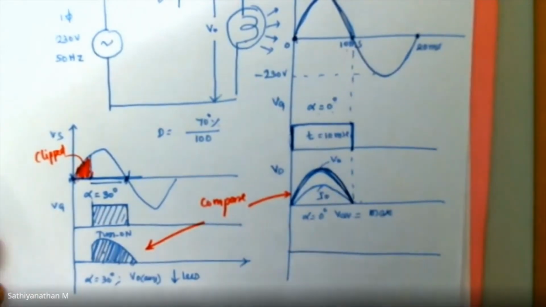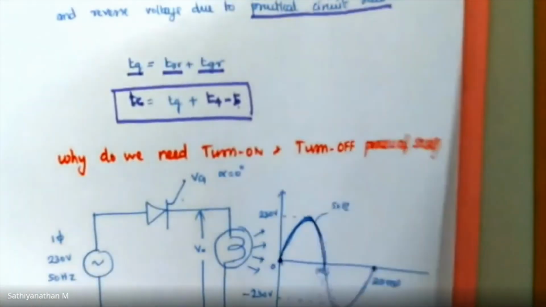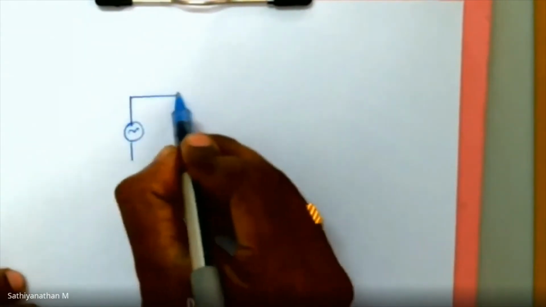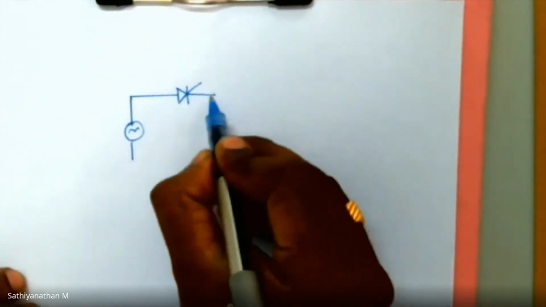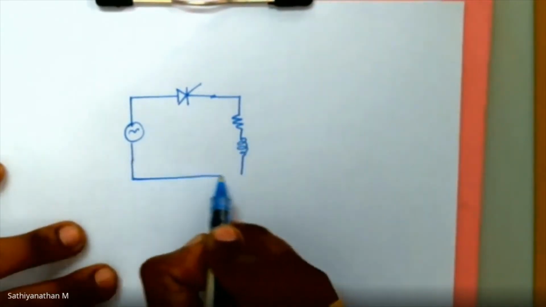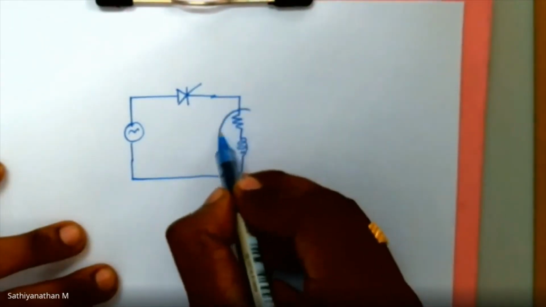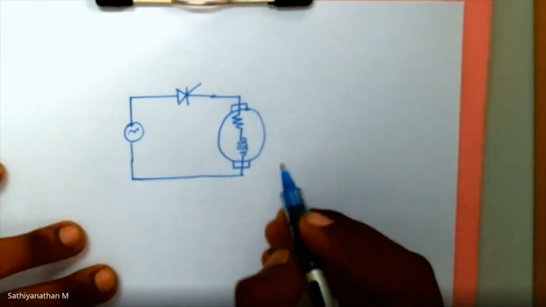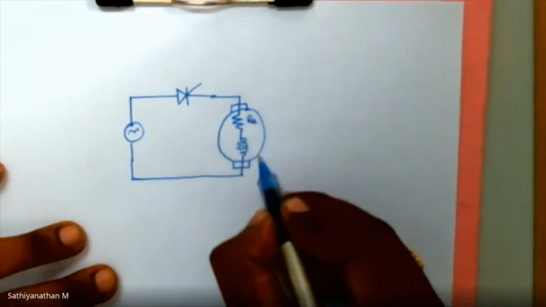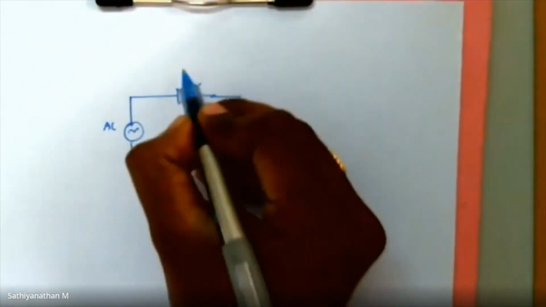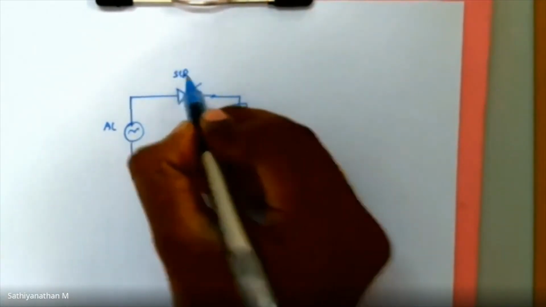And if you have some inductor in the circuit, like this, RL. You can imagine this is a motor, a DC motor. It consists of a winding. The winding has some resistance and inductance. This is your AC input. This is your SCR or thyristor.